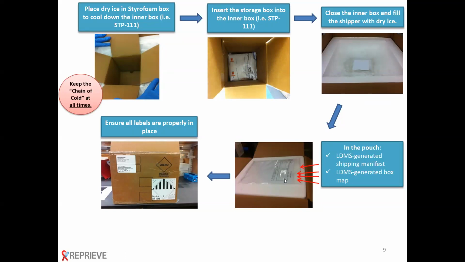Now at the top of the styrofoam container, this is where you have your LDMS manifest and the LDMS generated box map. Then you have your IATA labels on the edge of the shipper, your dry ice warning, as well as your address labels over here at the top.